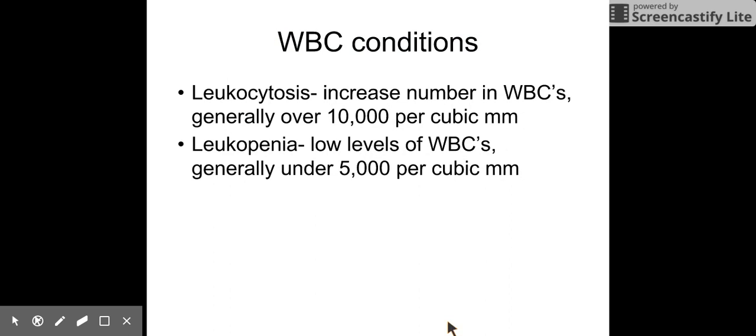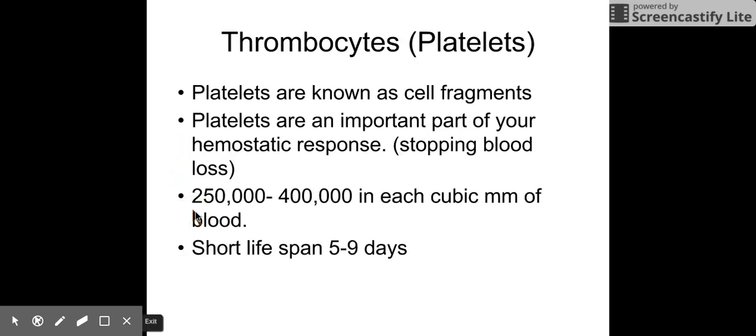Leukocytosis is a disease that affects the number of white blood cells. This is generally when you have an increased number, so you have an uptick in the number of white blood cells that you have. Leukopenia, on the other hand, is where you have white blood cells that are depressed. A lot of times you will see this with like HIV or AIDS. You will see leukopenia as a side effect of those two diseases.